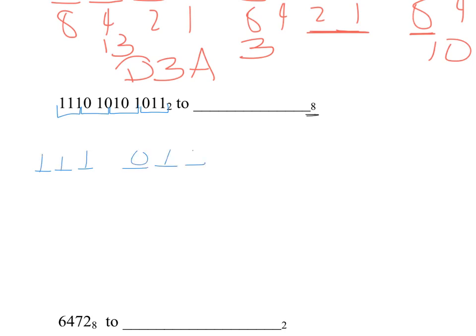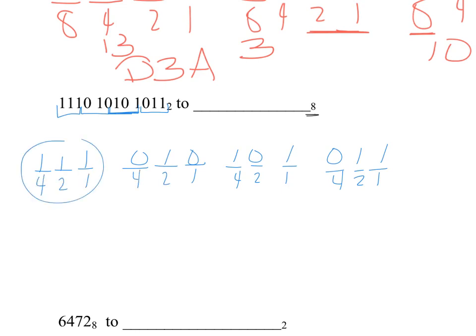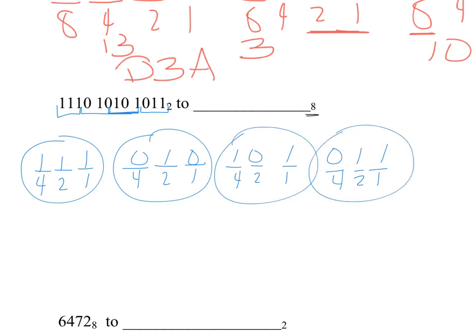So 0, 1, 0. And then next group here, 1, 0, 1. And then 0, 1, 1. And then I put 1, 2, and 4 underneath them. Remember, we're not adding these together. Each one of these is a digit of octal. That's what makes this so easy.